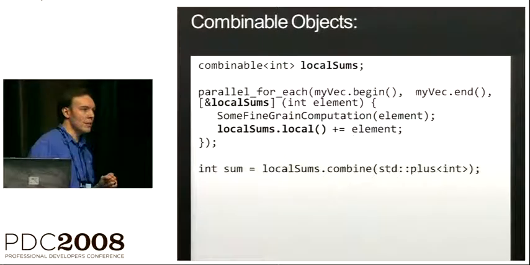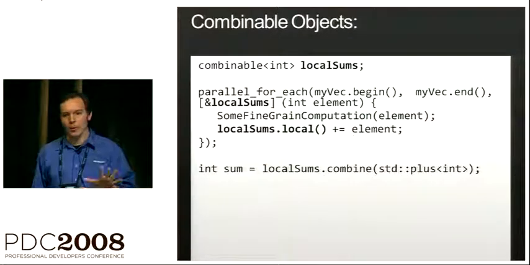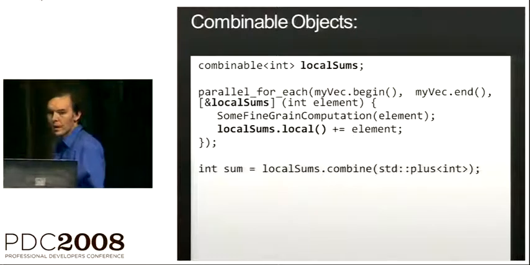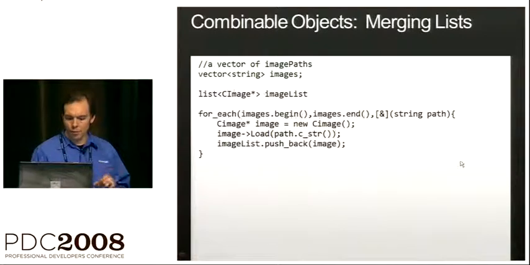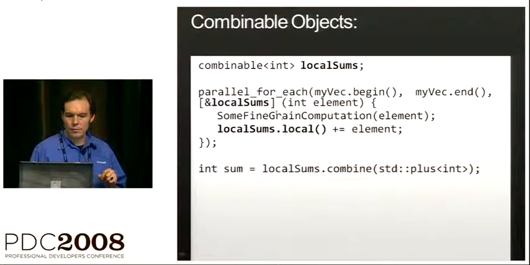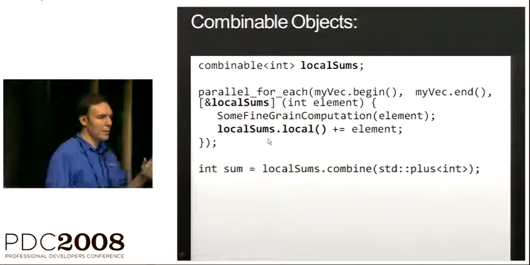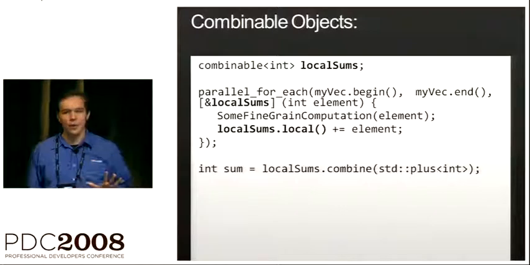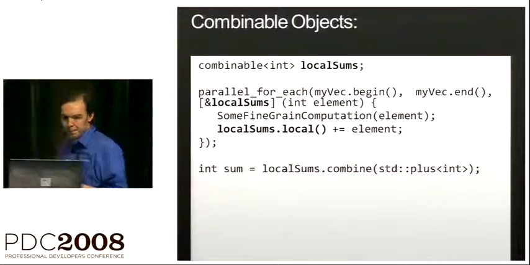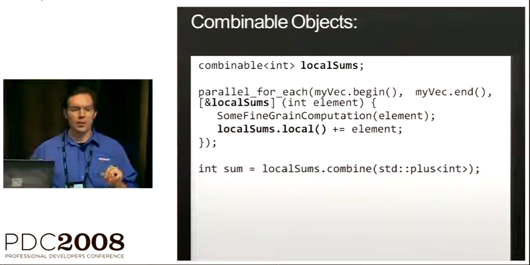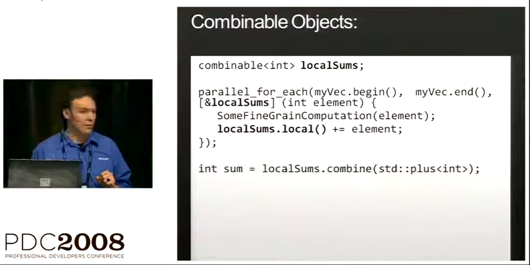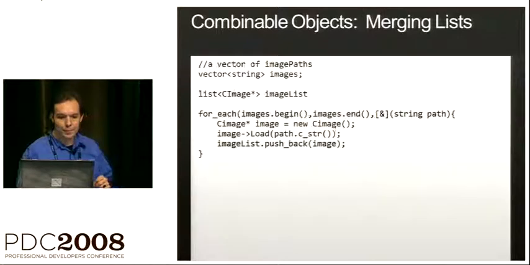But what I can do instead is declare a combinable object. So combinable is a template object. It's going to provide a reference to a local object. So here's my local sums. I'm going to capture it in my lambda. And then in the body of my loop, I'm going to get that local value and append to it. And then I'm going to call this combine function, giving it std::plus in this case. So this is a very simple example of how to use this. But there are some other more interesting examples.